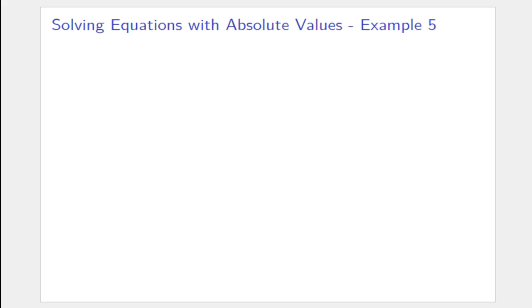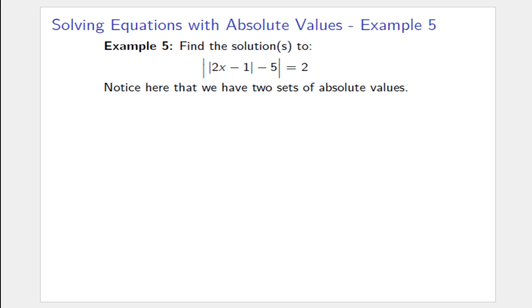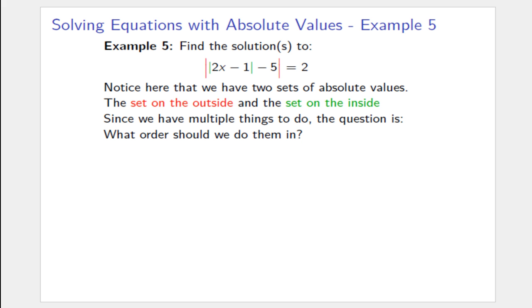In the next example, we want to find solutions to the equation absolute value of 2x minus 1 minus 5 equals 2. We notice here that we have two sets of absolute values to deal with, the set on the outside and the set on the inside. Since we have multiple things to do, the question is, what order should we do them in?